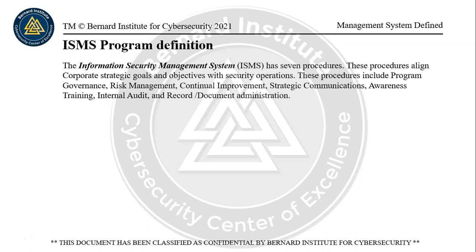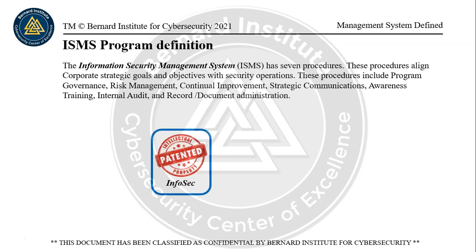Now, the ISMS program definition is as follows. So the Information Security Management System is the acronym ISMS, and it has 7 procedures. These are 7 procedures that we've created based on a very common, the only internationally accepted standard, ISO 27001. And it includes a number of procedures that align the information security or the cybersecurity program with the organization's goals and objectives. And these procedures include governance, risk management, continual improvement, strategic communications, awareness, training, internal audit, and record and document administration.